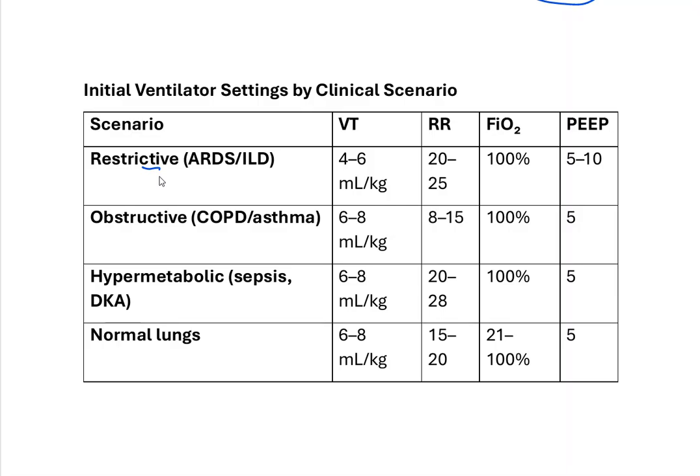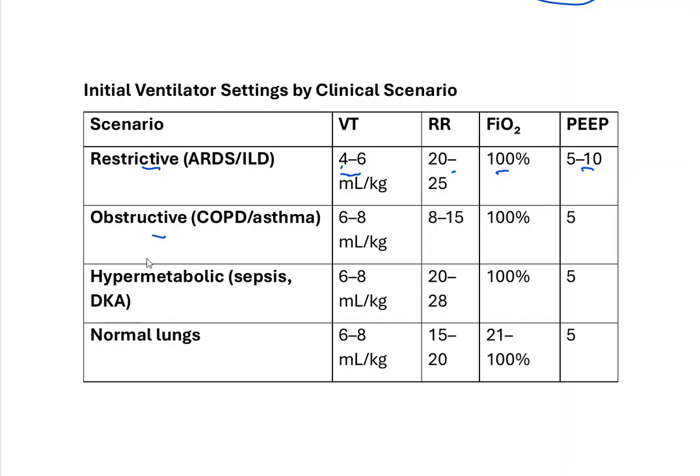Remember, like we said, in those patients, you need lung protective ventilation. In other words, low tidal volume, right? And in order to maintain the minute ventilation, you put them on a higher rate. And of course, you can start out with FiO₂ of 100% and a PEEP between 5 to 10.